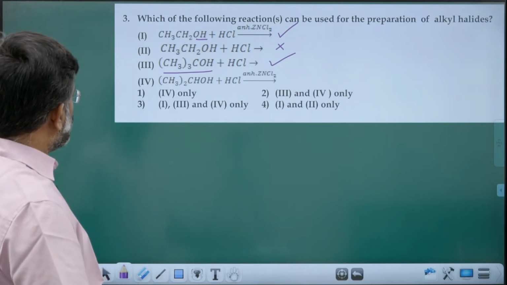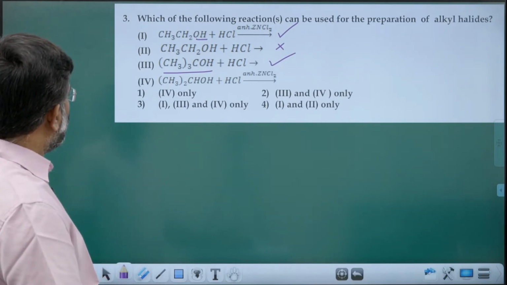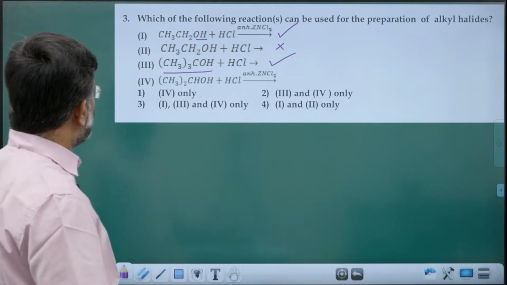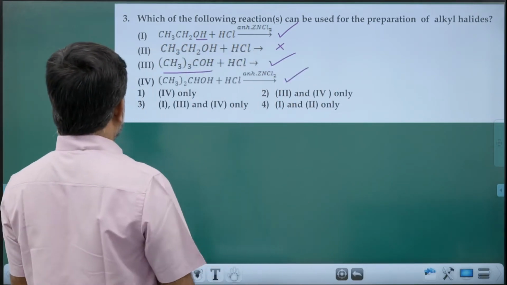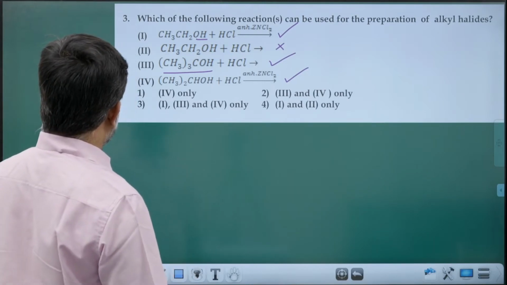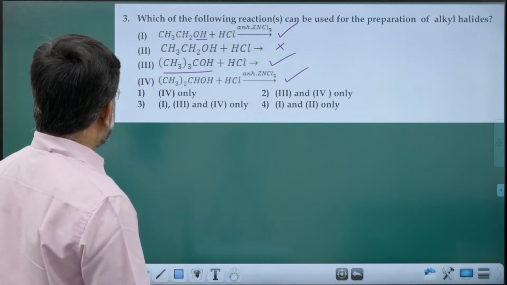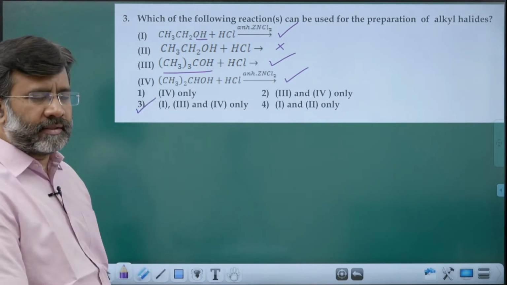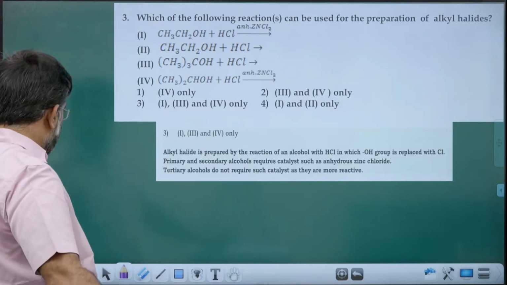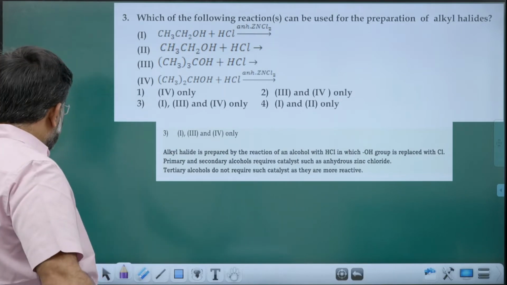What about the last one? Last one, it is possible. That's a secondary alcohol. It is possible. So, except 2, all are possible. It is 1, 3, 4, the correct answer. Third choice is the correct answer. 1, 3, 4. Next one.